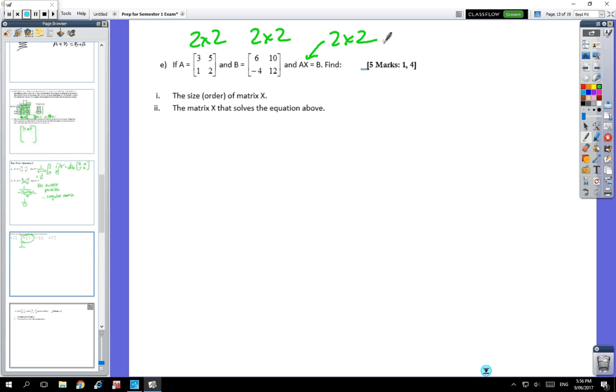And this is what we did the other day. So AX equals B. You've got to isolate X, so you've got to get rid of A. So can you have a go? Look back at your notes if you need to.